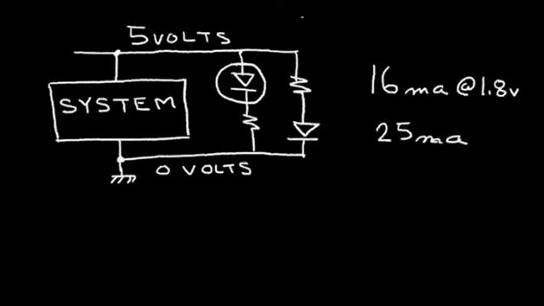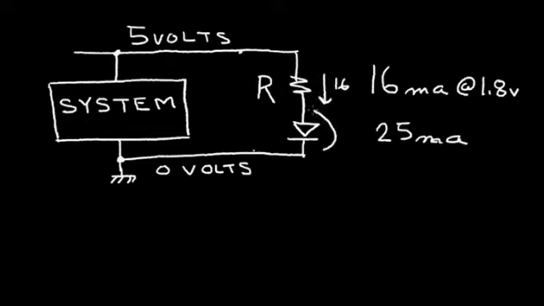So I think I'm going to erase this, and choose the configuration with the diode connected to the ground. So let's calculate the value of this resistor R so that I have 16 milliamps in this resistor while I have a 1.8 volt drop across my LED.